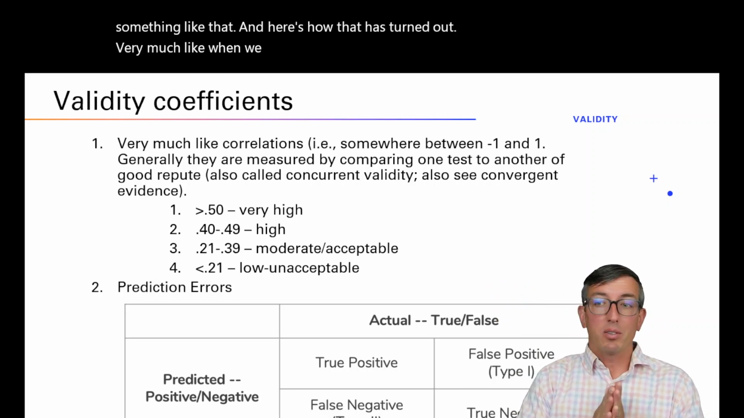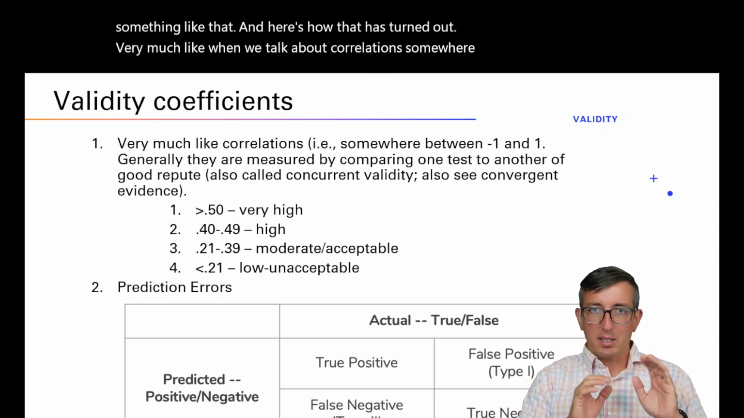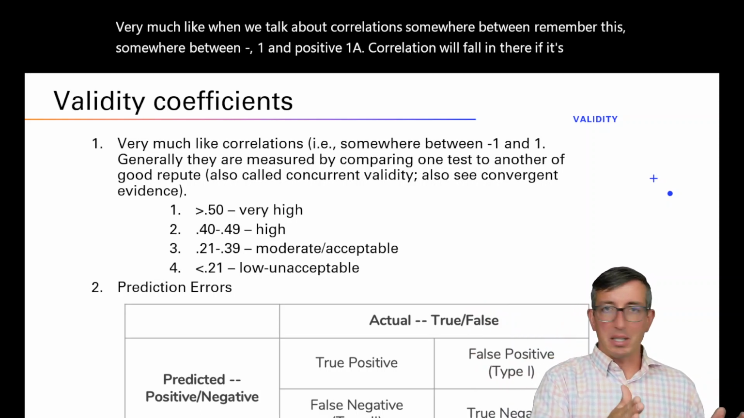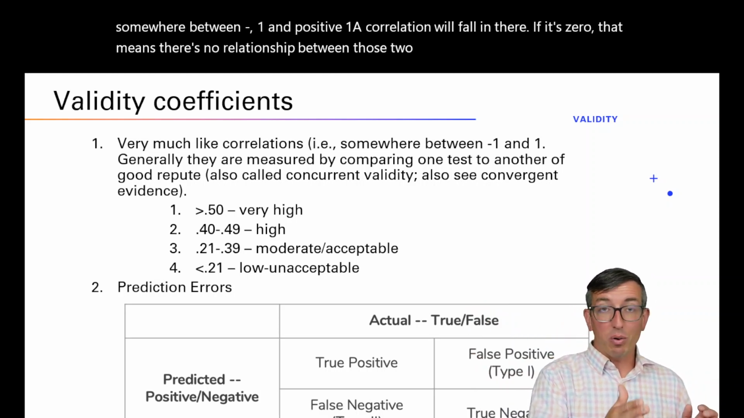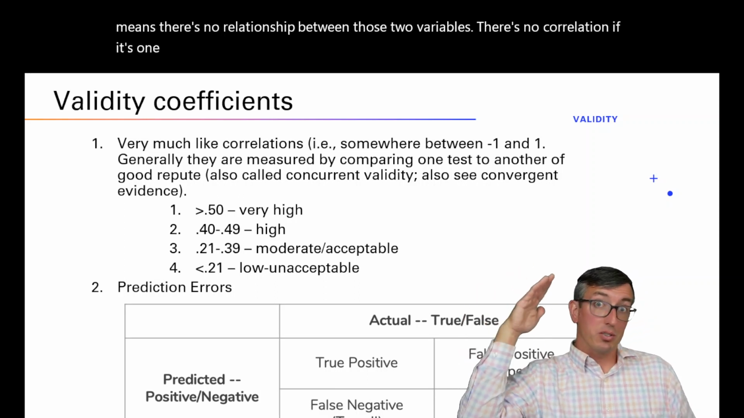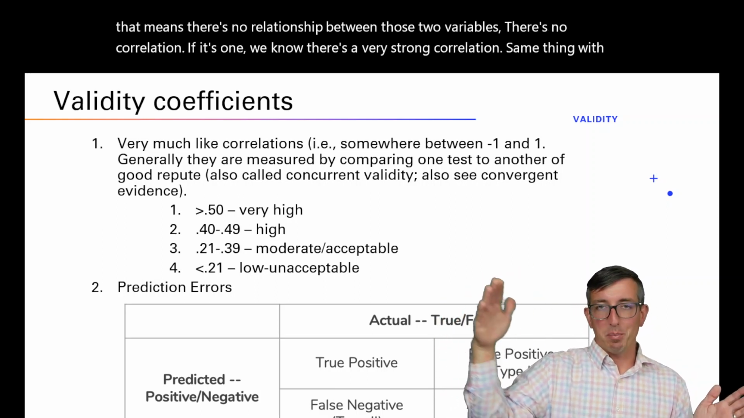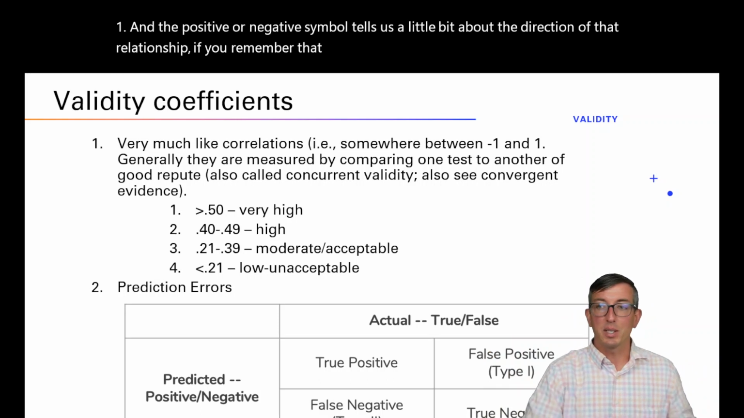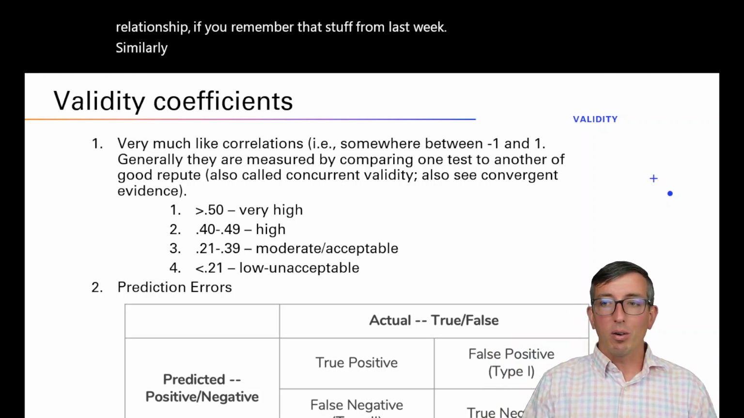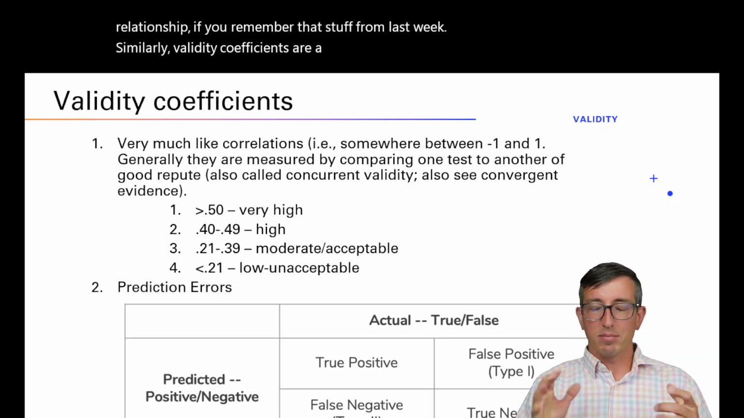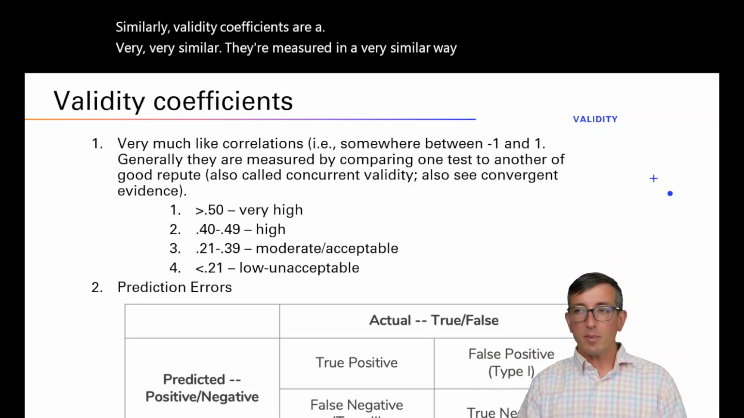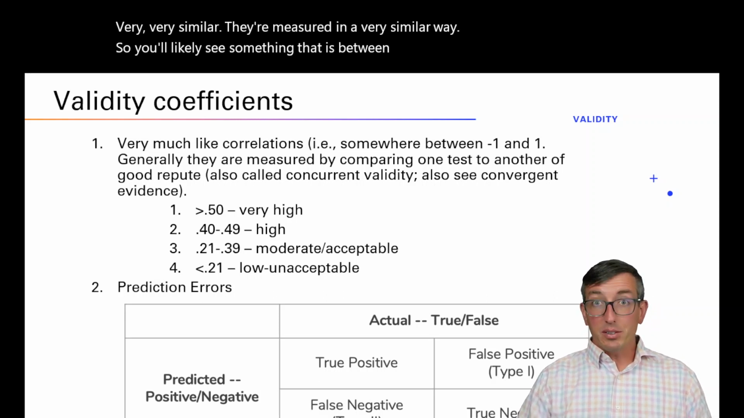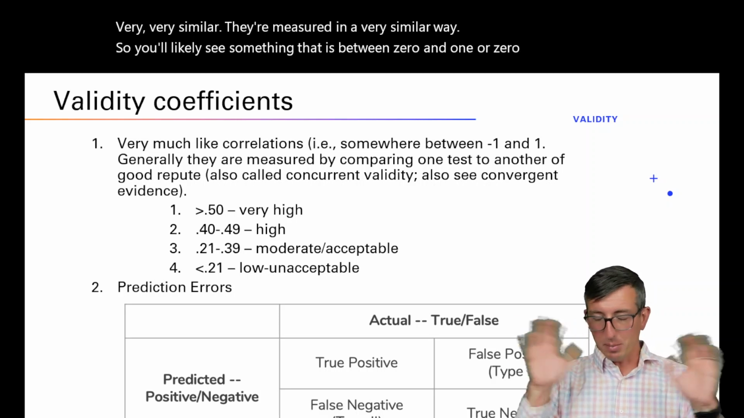Very much like when we talk about correlations, a correlation will fall somewhere between -1 and +1. If it's 0, that means there's no relationship between those two variables. There's no correlation. If it's 1, we know there's a very strong correlation. Same thing with -1. And the positive or negative symbol tells us a little bit about the direction of that relationship, if you remember that stuff from last week. Similarly, validity coefficients are measured in a very similar way. So you'll likely see something between 0 and 1.